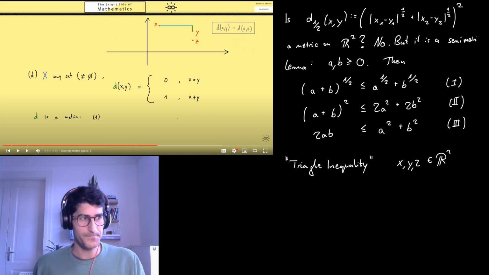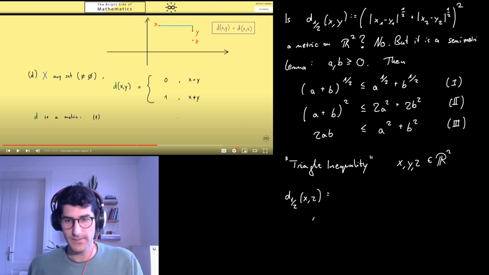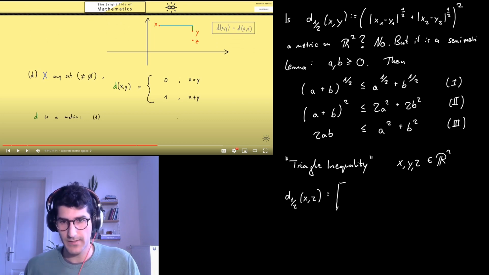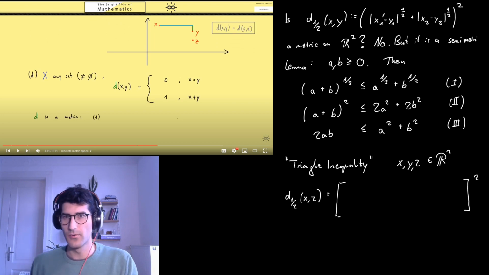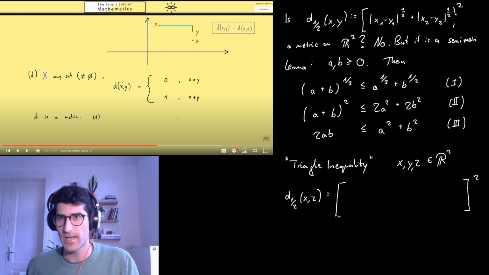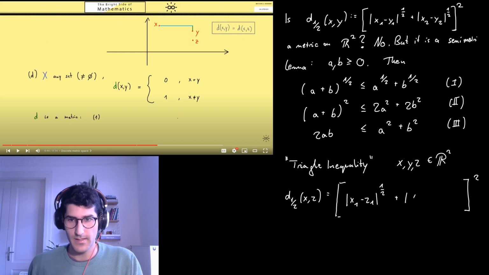P is 1/2, and let's write down. So d1/2 of x and z equals, so now I use a very big bracket here for the outer part. So we have here the 2 above. For reasons of symmetry, let me also make this bracket a square here. It's always good to have different types of brackets so you know which ones are the ones that match. And the definition is x1 minus z1 to the 1/2 plus x2 minus z2 to the 1/2.